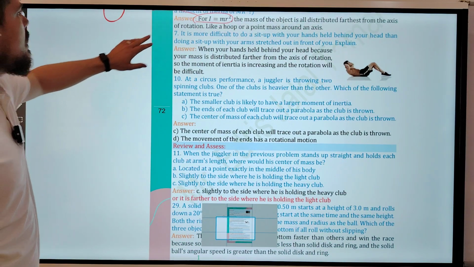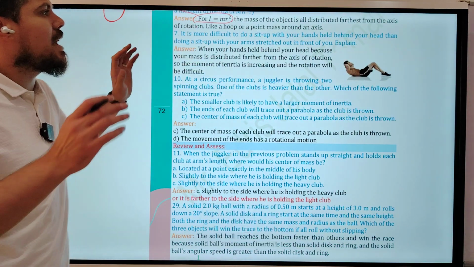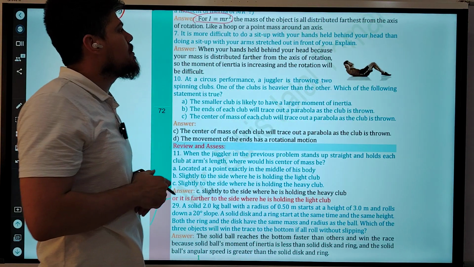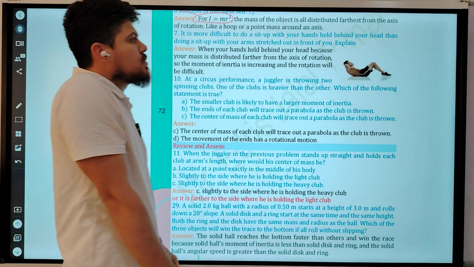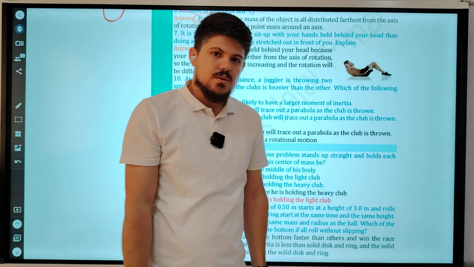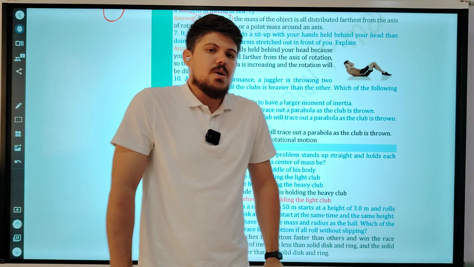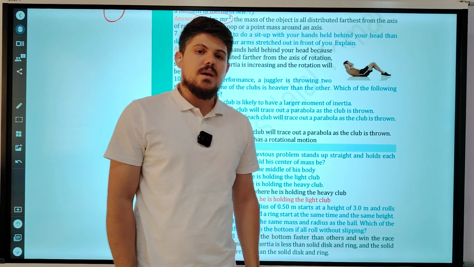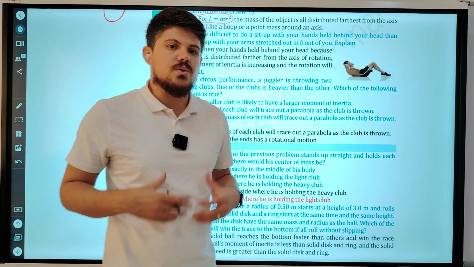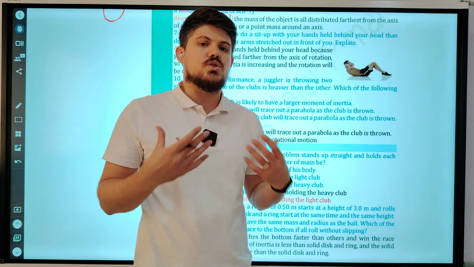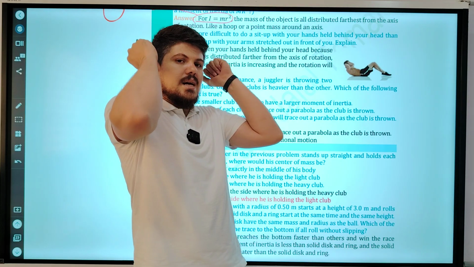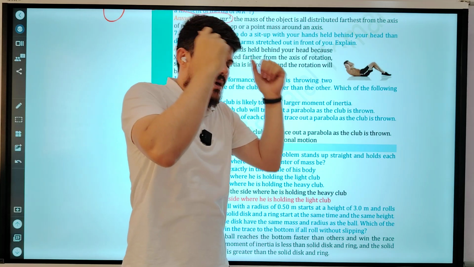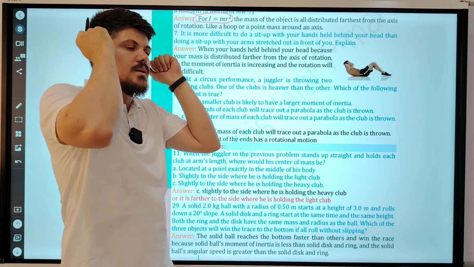Question 7. It is more difficult to do a sit-up with your hands held behind your head than doing a sit-up with your arms stretched out in front of you. Okay, so the people who are exercising in the gym or at fitness, doing exercises for the muscles to become stronger, do it like that. Okay, they sit up when the hands are held behind the head.